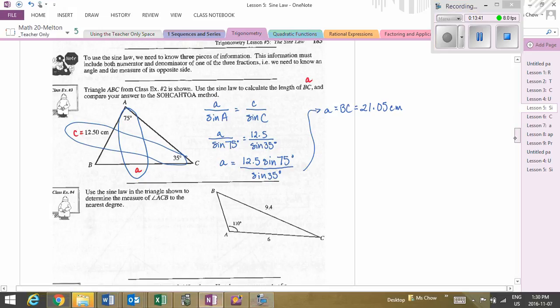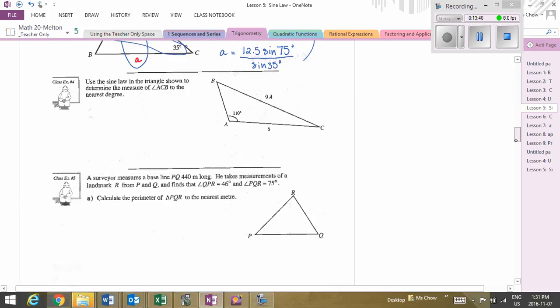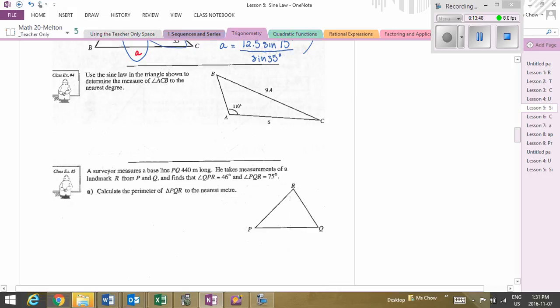In class example number 4, we are trying to determine the measure of angle ACB. So if we look at ACB, then we're talking actually about angle C to the nearest degree. What we have is this pair, which is really nice. The issue with C is we don't actually have that opposite length. We do, however, have length B, and this is opposite angle B.